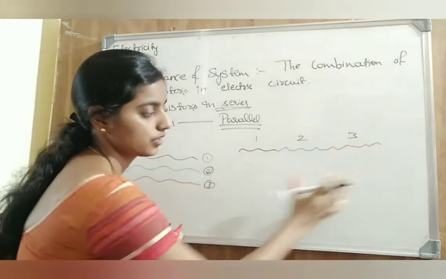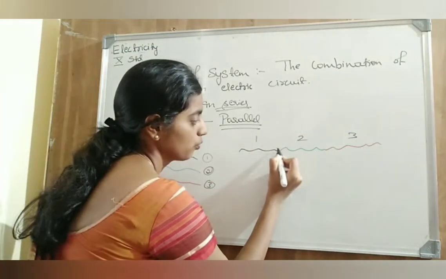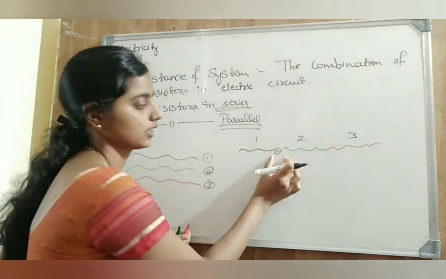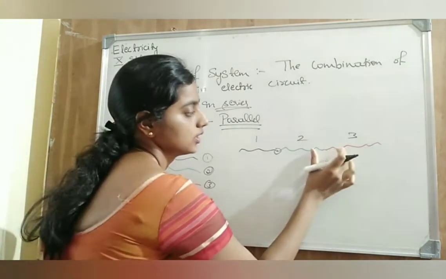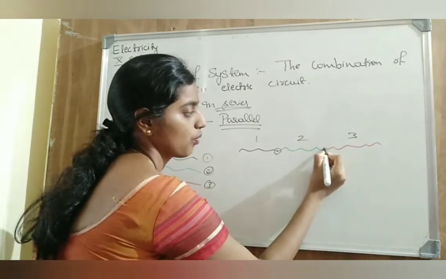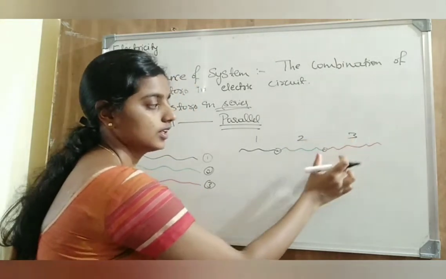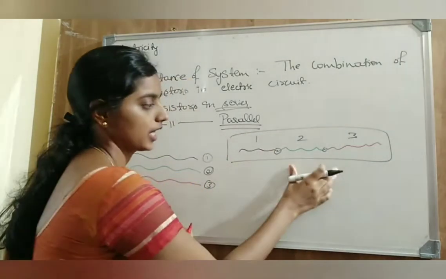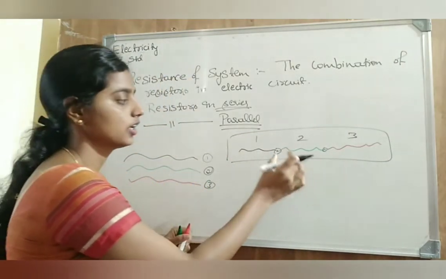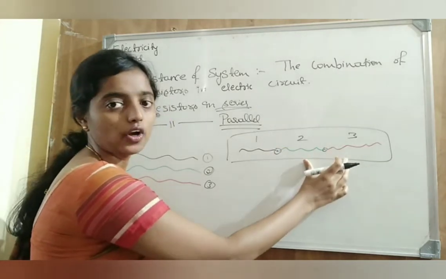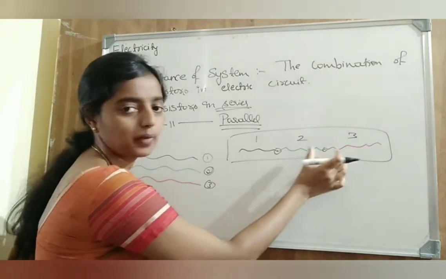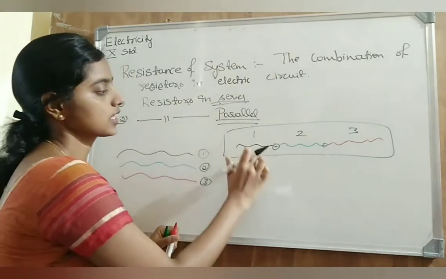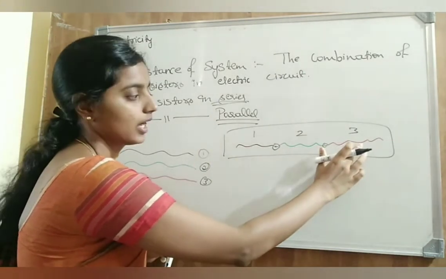Now just observe this diagram. We have one end point here where the first and second resistors are connected, and look at this part. We have another end point where the second and third resistors are connected. So what we can observe in this diagram is that the resistors are connected side by side. This is how resistors are connected in series in an electric circuit.